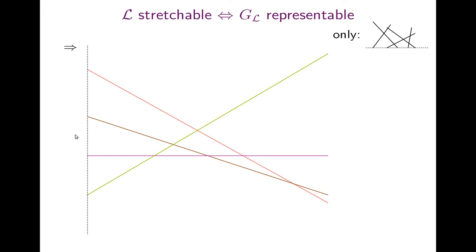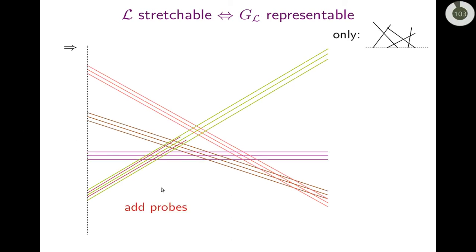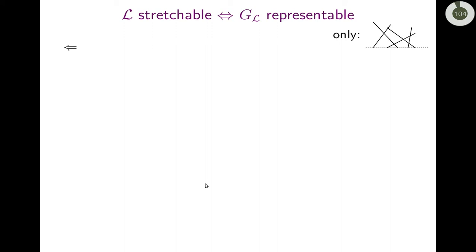Again, we can cut off everything to the left. We can treble every line. We can insert those probes. We're done. We found a pi order representation of GL. Again, I haven't added all the probes, but I hope you see the picture. The other direction is a little bit more tricky.